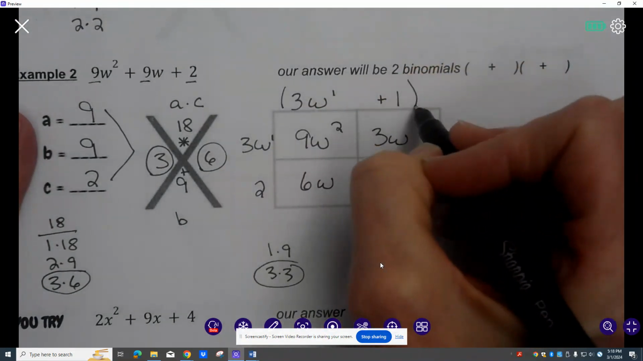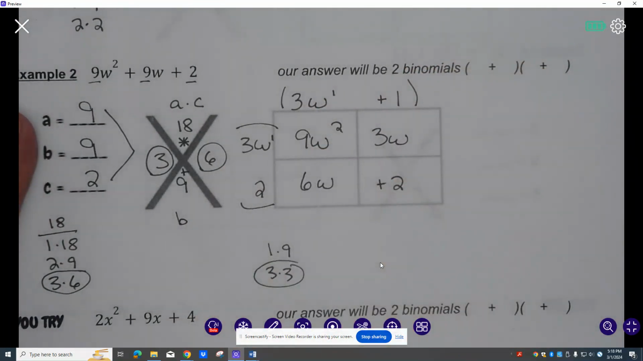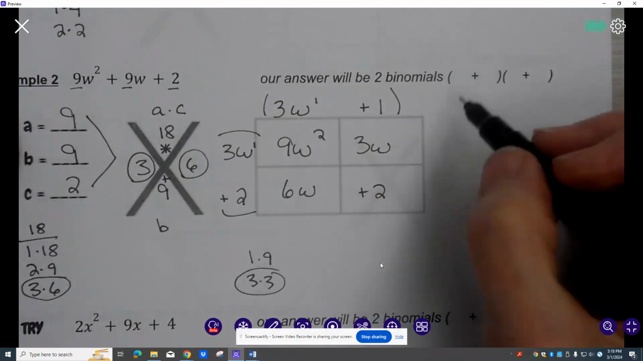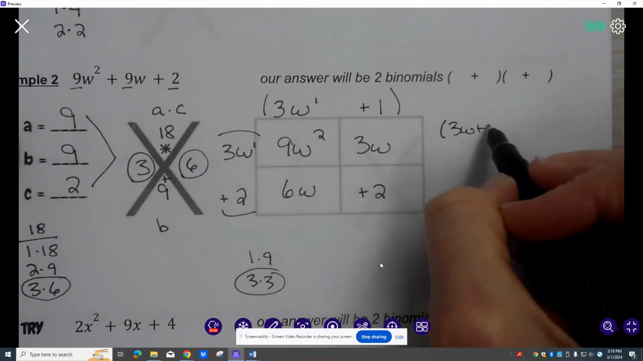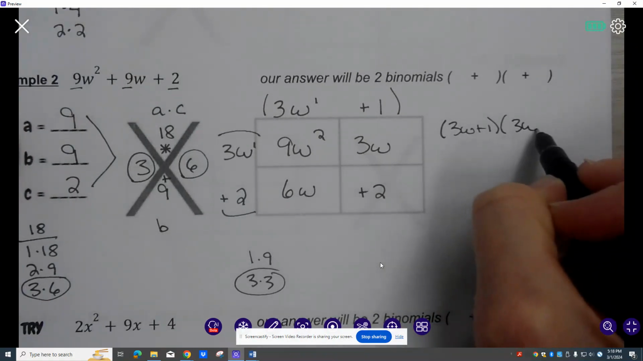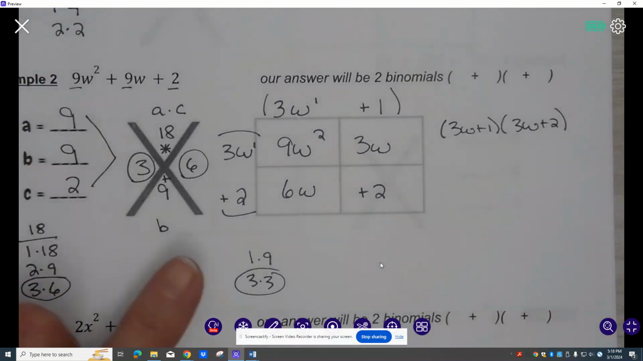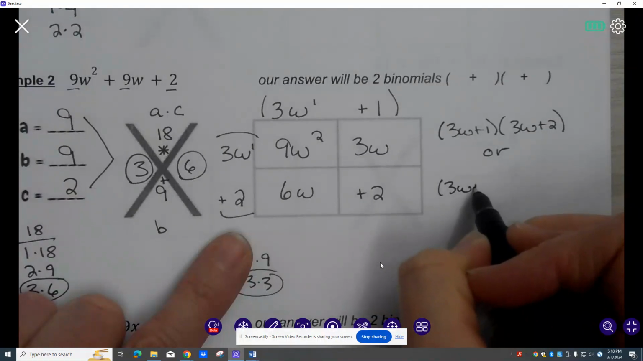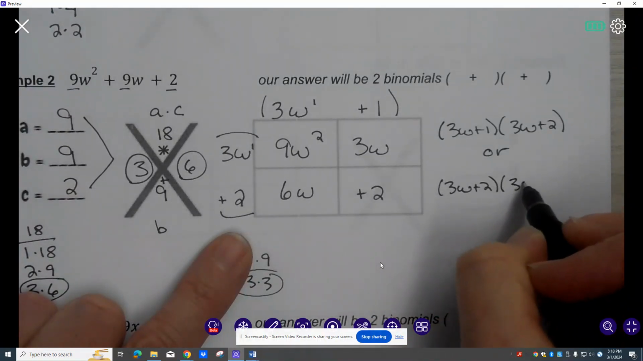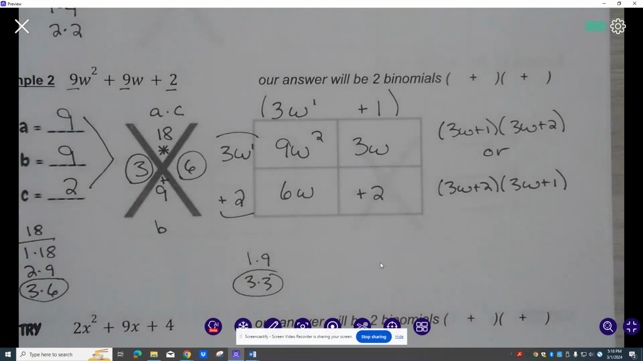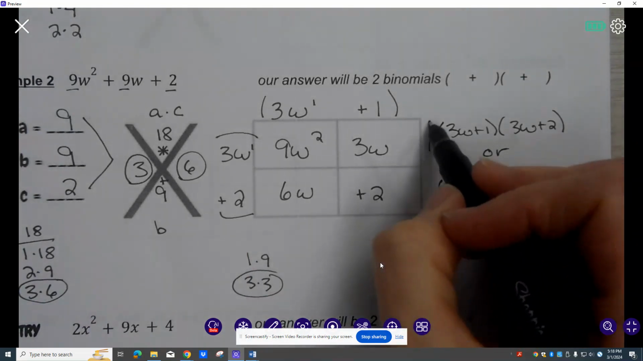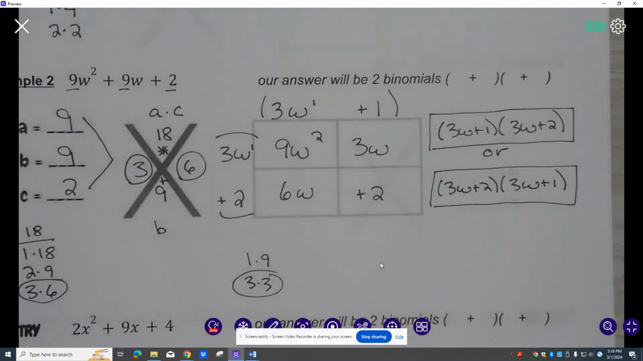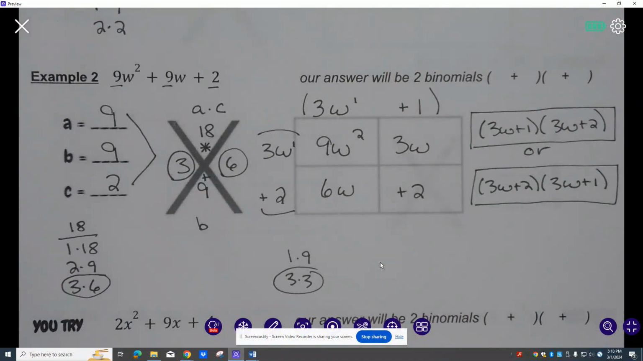So those are our factors. We can't leave it like this. I'm going to put those parentheses around them, but you need to write them outside the box. So 3w plus 1 times 3w plus 2. And remember, you could have them written the other way. 3w plus 2, that factor listed first, and the other one listed second. Both of those are correct. It does not matter the order that you list the factors in. Okay, so that is example 2.